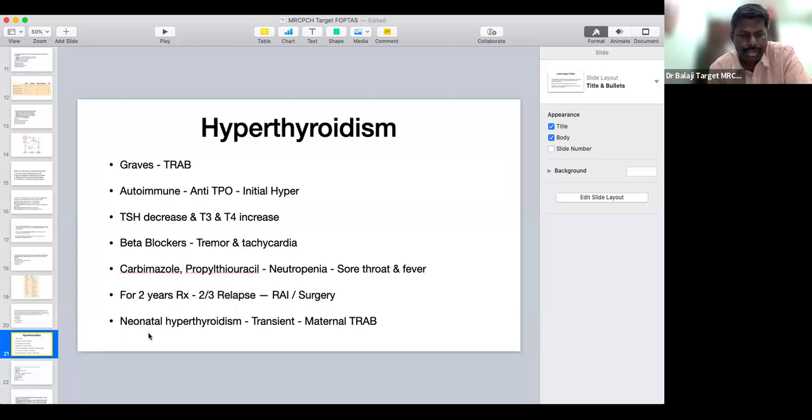There is a concept called neonatal Graves or neonatal hyperthyroidism, where maternal antibody gets transferred, maternal TRAB gets transferred, and only for a momentary 2 months they will be having hyperthyroidism.